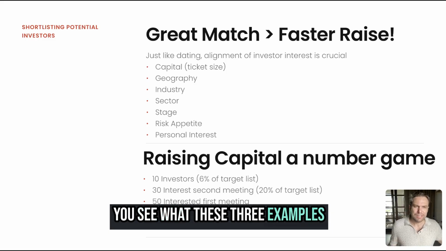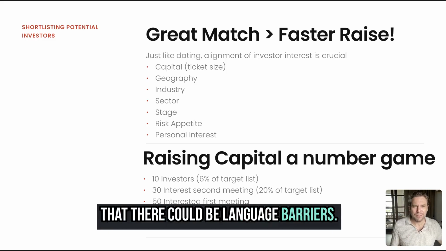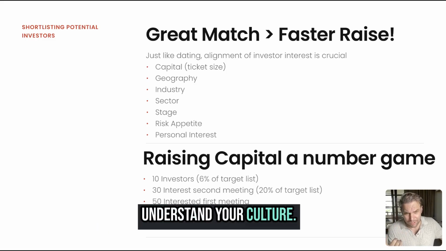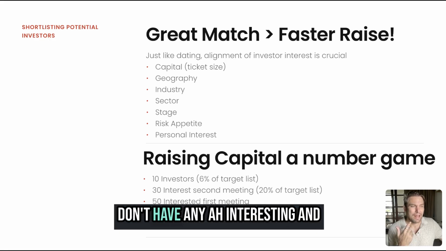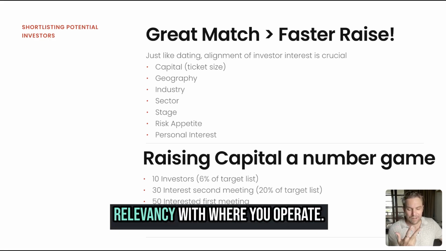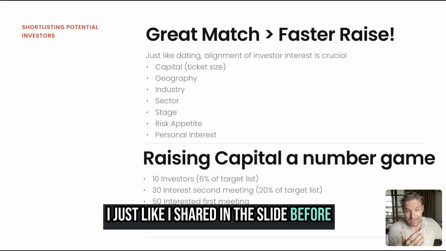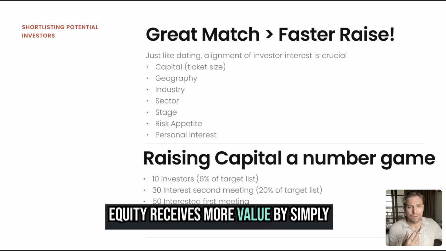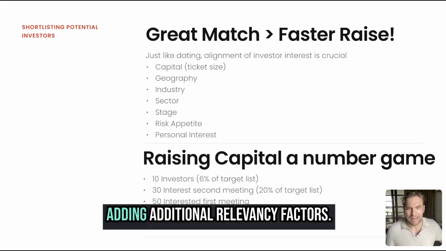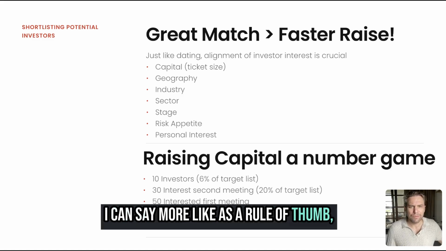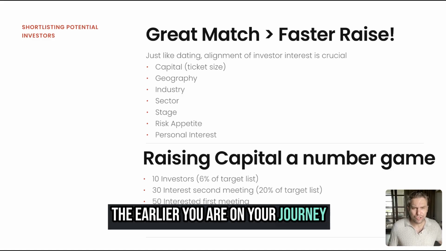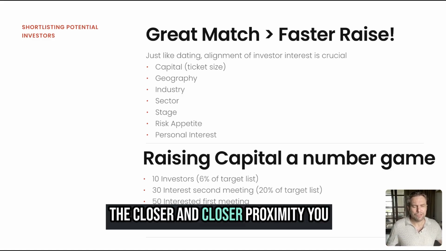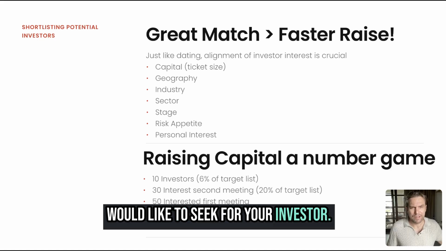You see with these three examples that there could be language barriers, someone might not understand your culture, or they might not have any interest or relevancy with where you operate. And just like I shared in the slide before, you want to make sure that your equity receives more value by simply adding additional relevancy factors. As a rule of thumb, the earlier you are in your journey, the closer the proximity you would like to seek for your investor.